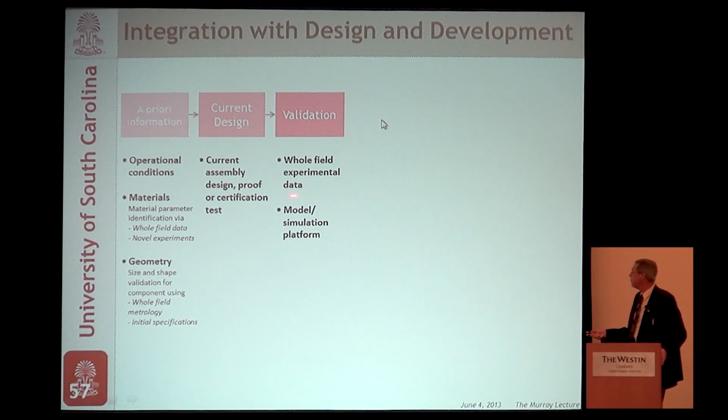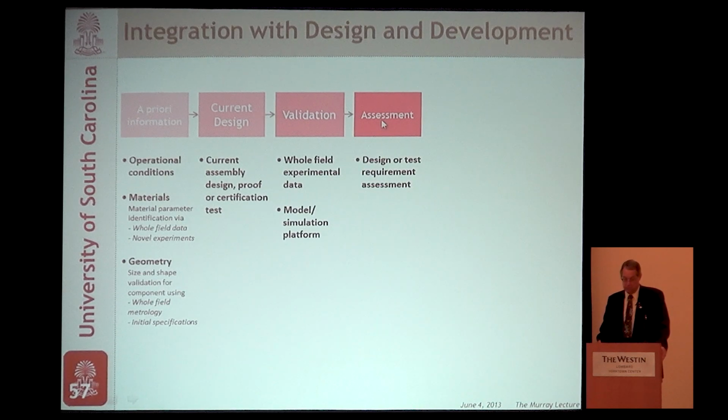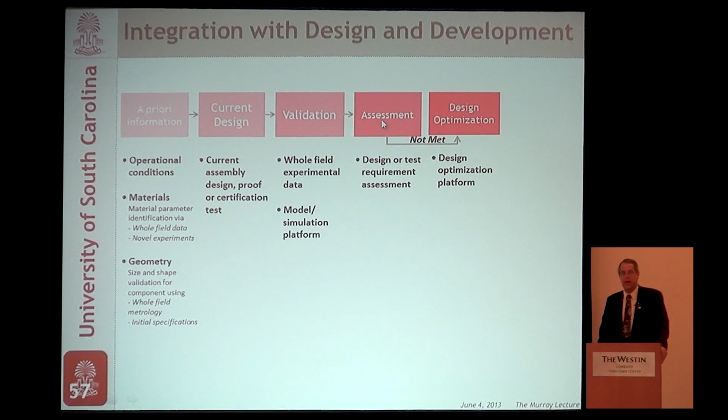With that, we can improve the model. And these two would then be integrated together in a way that would provide us with a platform that's experimentally validated for design. From there, we simply do the rest of the process for design. We test to determine whether or not it's going to work. We determine whether we met the criteria for the experiment. If we haven't, we have to do design optimization.